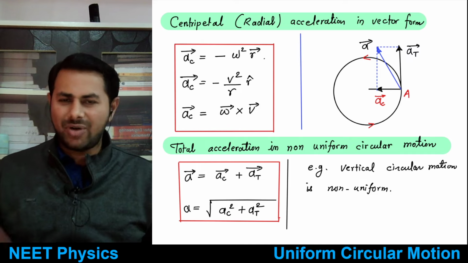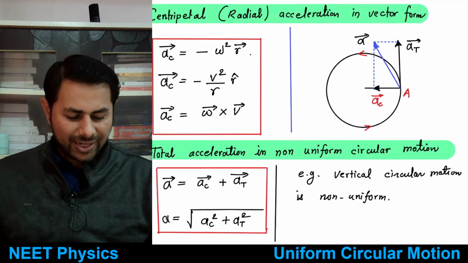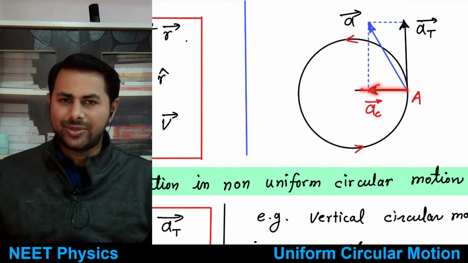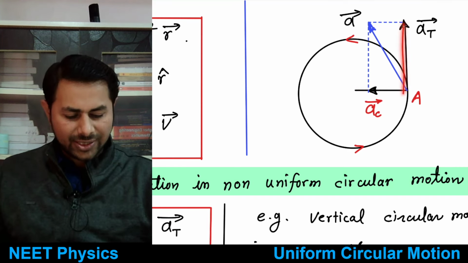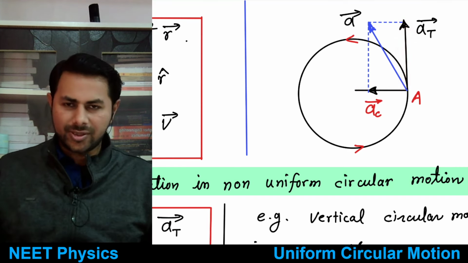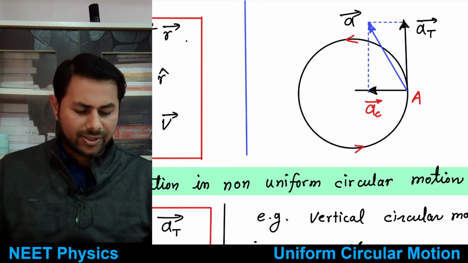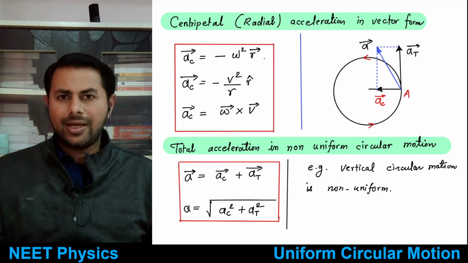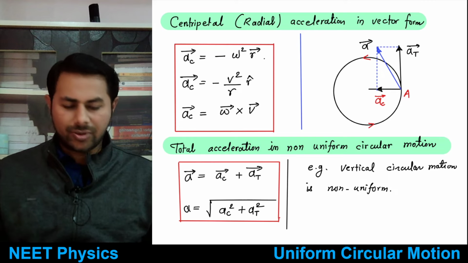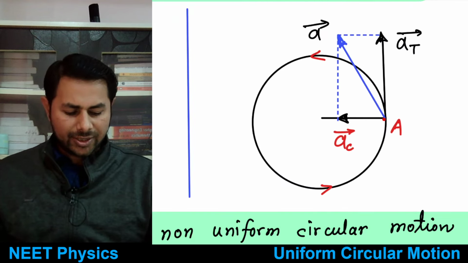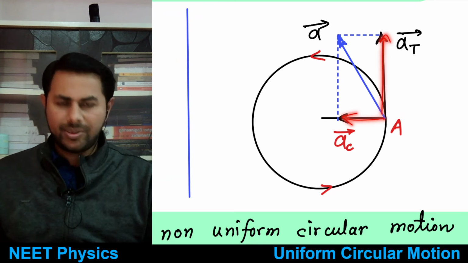Right? And how are they directed? Centripetal acceleration is directed along the radius and towards the center. Tangential acceleration is directed like this. Okay, it is directed in the tangential direction, along the tangent. So what is the total acceleration in non-uniform circular motion? It is the vector sum, vector addition of these two.